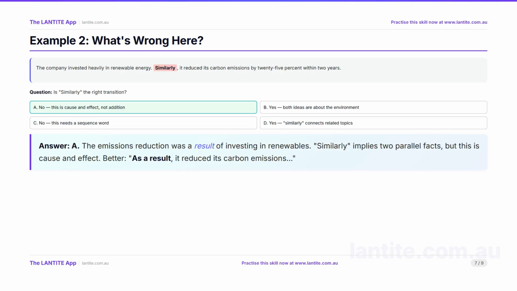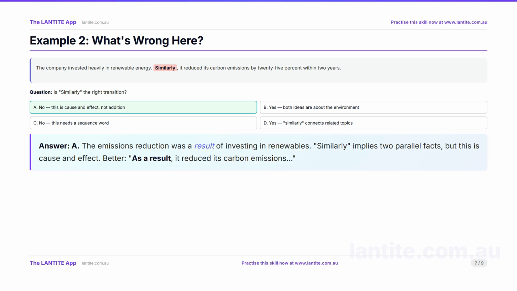Here's one where the transition is wrong. The company invested heavily in renewable energy. Similarly, it reduced its carbon emissions by 25%. Is similarly correct? It might seem right because both ideas are about the environment. But think about the actual relationship. The emissions reduction happened because of the investment. That is cause and effect, not two parallel facts. Similarly is an addition transition. It says these two things are alike, but they are not alike. One caused the other. The correct transition is as a result. As a result, it reduced its carbon emissions.